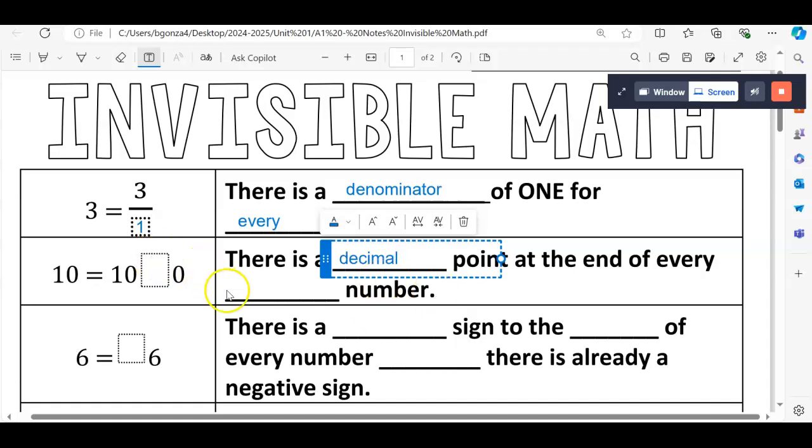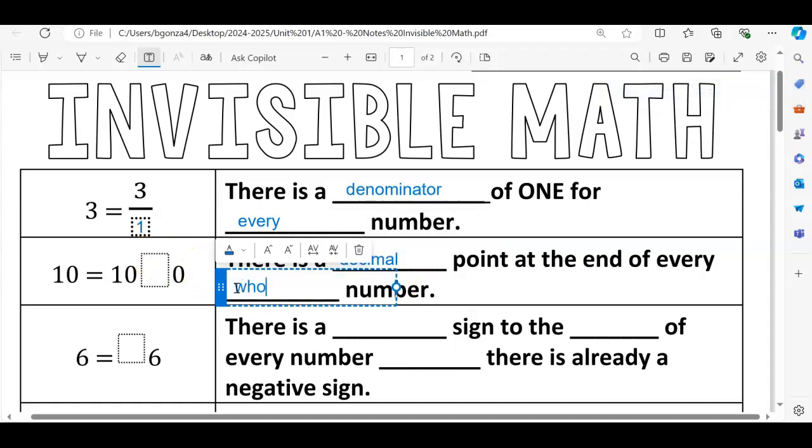Next one, there is a decimal point at the end of every whole number. No problem. You're good. Do you have a student info sheet signed from yesterday by chance?